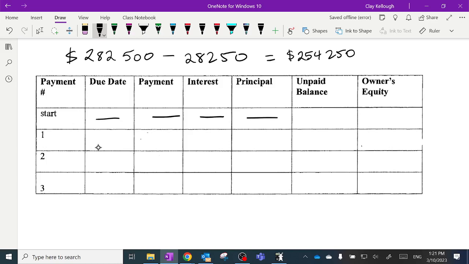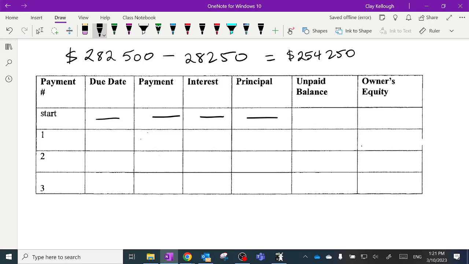Our first monthly mortgage payment will be due on the first of the month coming up. So this is right now, what is today? Today's March the 10th, my mom's birthday. So today is March the 10th, so my first mortgage payment will be April the 1st. Oh, that's an interesting day for the first payment, right? April the 1st, so let's see.